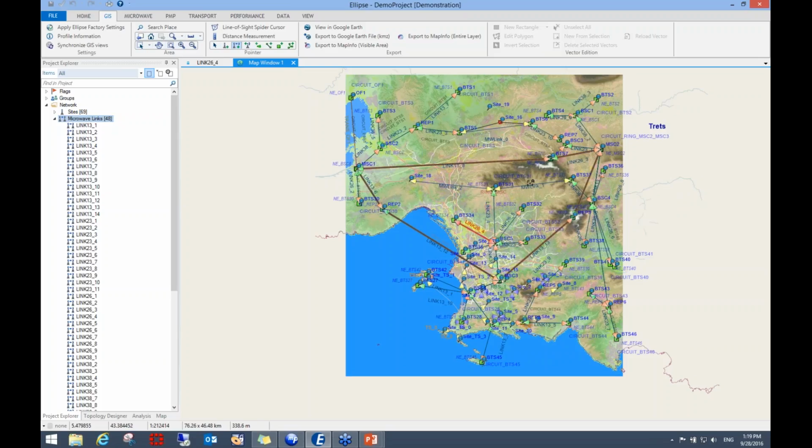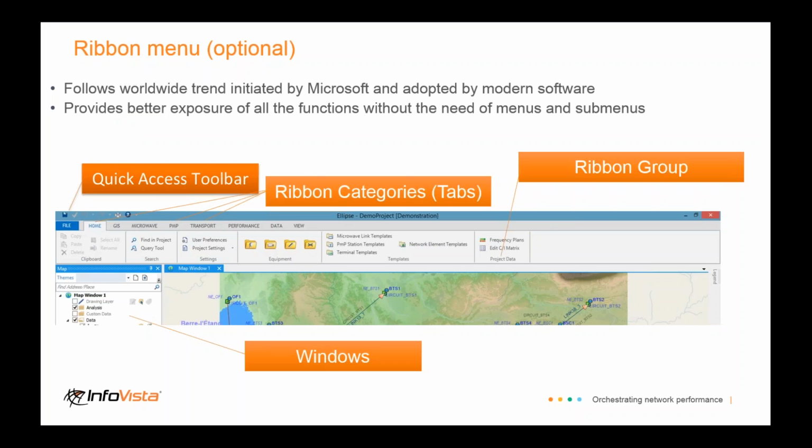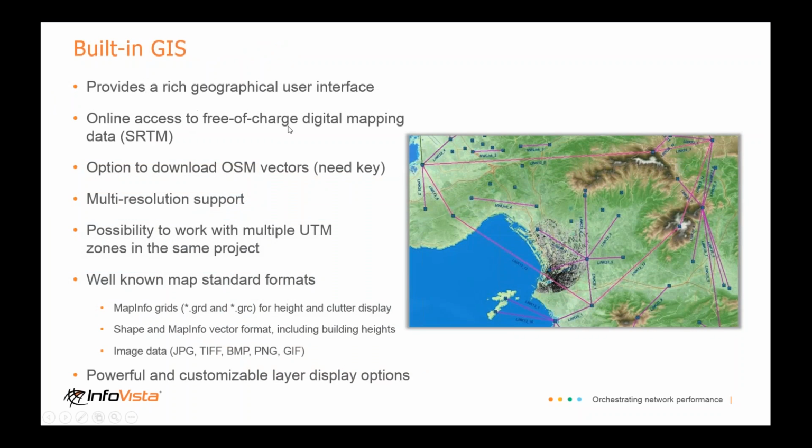Okay, it provides... let me go back real quick to the presentation here. It provides also online access to free of charge digital mapping data, SRTM data. So if you have a new project coming up in a new country where you don't have any geodata, you can actually use Ellipse to download free SRTM meanwhile. Of course, the resolution of some of this data is not the highest, but at least it'll let you start. It could be something like 50 meters for terrain, maybe 200 meters for clutter.